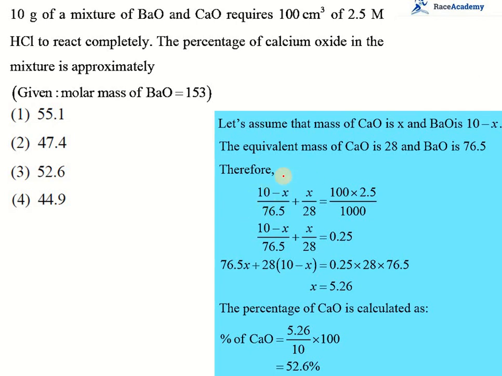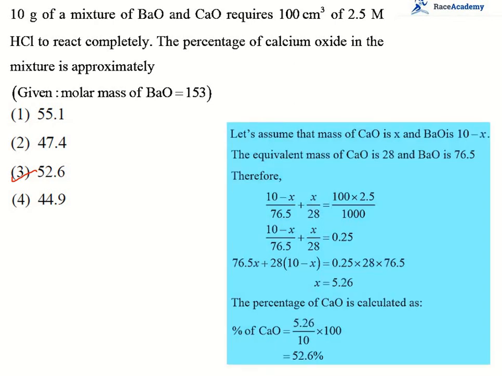So therefore, if we add the number of equivalents, this means (10 minus X) by 76.5, which is mass by equivalent mass, plus the mass of calcium oxide X by its equivalent mass, is equal to 100 into 2.5 by 1000. Now in this simplification we got the X value as 5.26. Then the percentage of calcium oxide is 5.26 by 10 into 100, as the given mass is 10 grams. We got 52.6 percent. So the third option is the right option for this one.